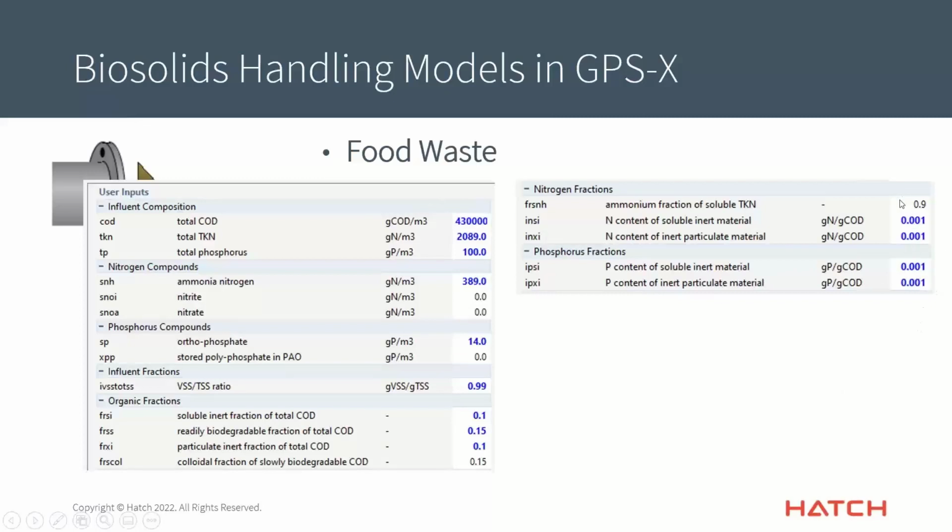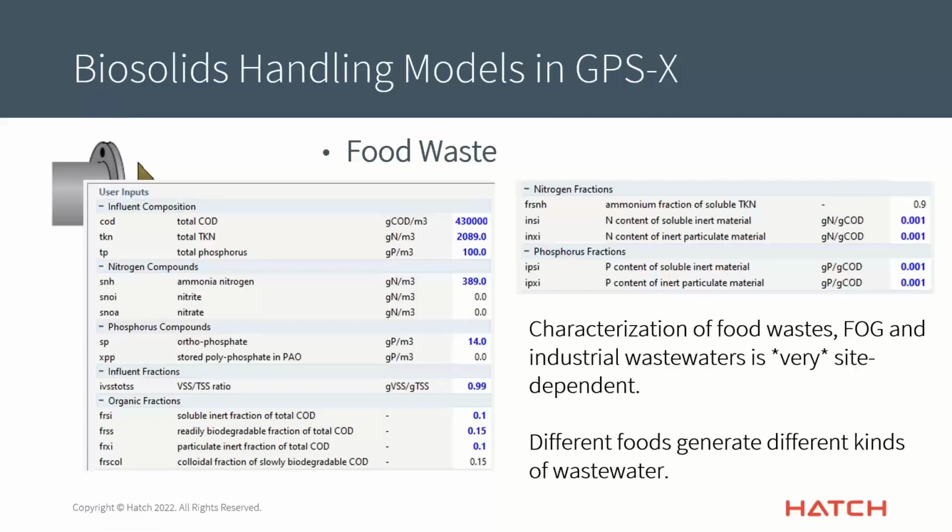This is often, sometimes you even have to set them to zero. Doesn't mean you don't have N and P in your food waste. It just means it's not that much associated with the inert material. So I've done a couple of projects, or many projects actually, over the years. And one thing I'd really like to hit on, and when you do the GPS-X training, I always come back and hit on this point many times.